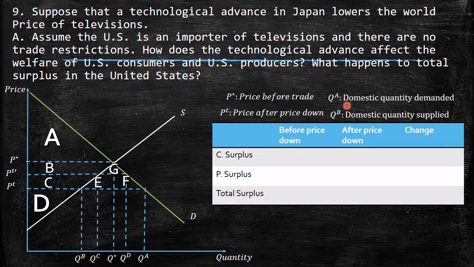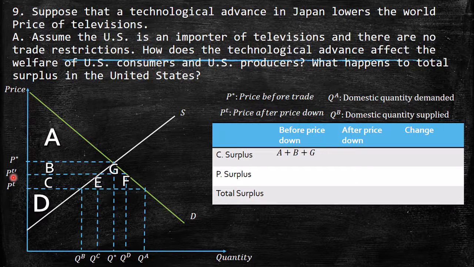So here we have the consumer surplus before the technological advance. Remember, it was a price. So consumers have this consumer surplus. So remember the definition of consumer surplus. All along the curve, this part is what the consumers are willing to pay, up to these prices for the quantities. But they don't have to pay this part because of the trade.